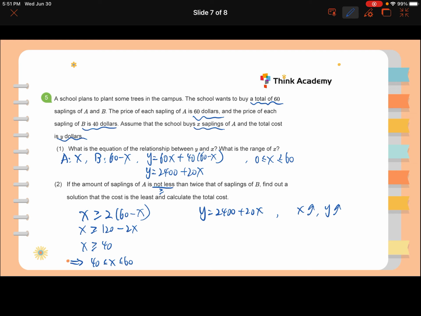So the least cost occurs when we have the least amount of saplings of A, which is 40, because 40 is the lower limit. So we plug in the value for 40, and we get the least cost is 3200. So the least cost occurs when we only have 40 saplings of A, and the least cost is 3200.